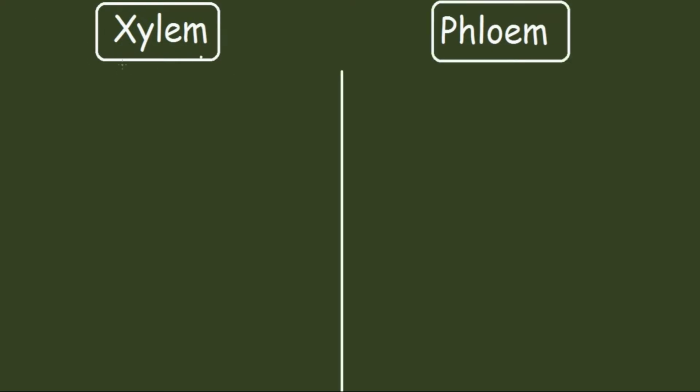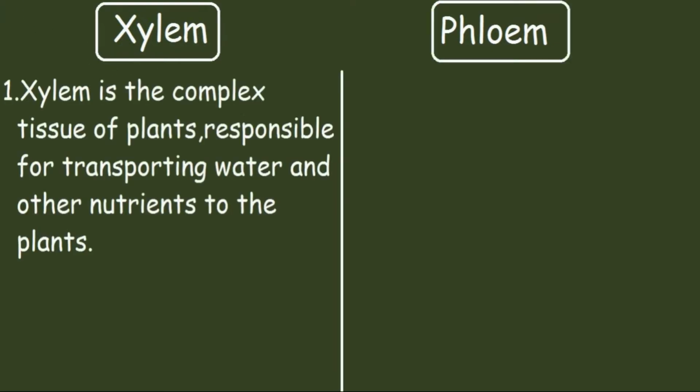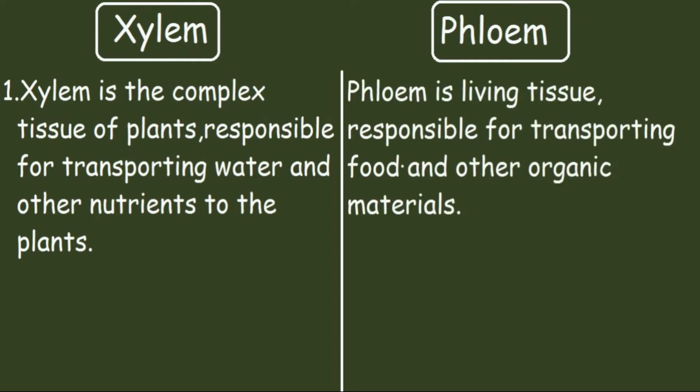So let's study the differences between xylem and phloem. The first point under xylem: xylem is the complex tissue of plants which is responsible for transporting water and other nutrients to the plant cells. And phloem is the living tissue responsible for transporting food and other organic materials. Let's move on to the second point now.